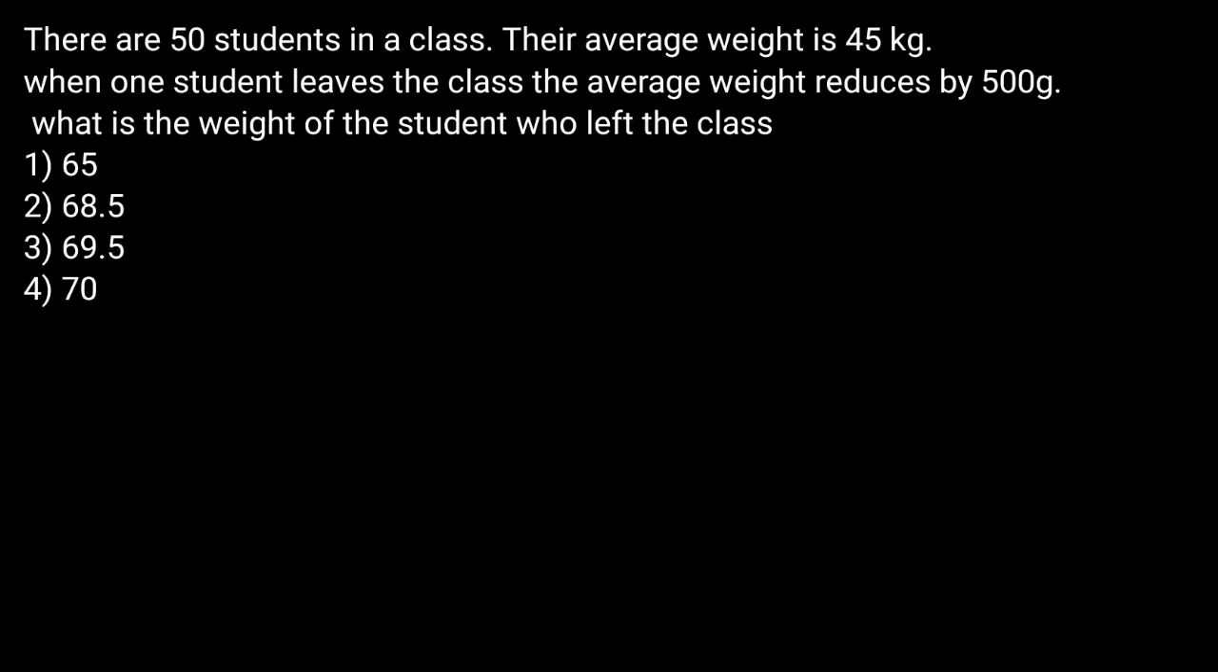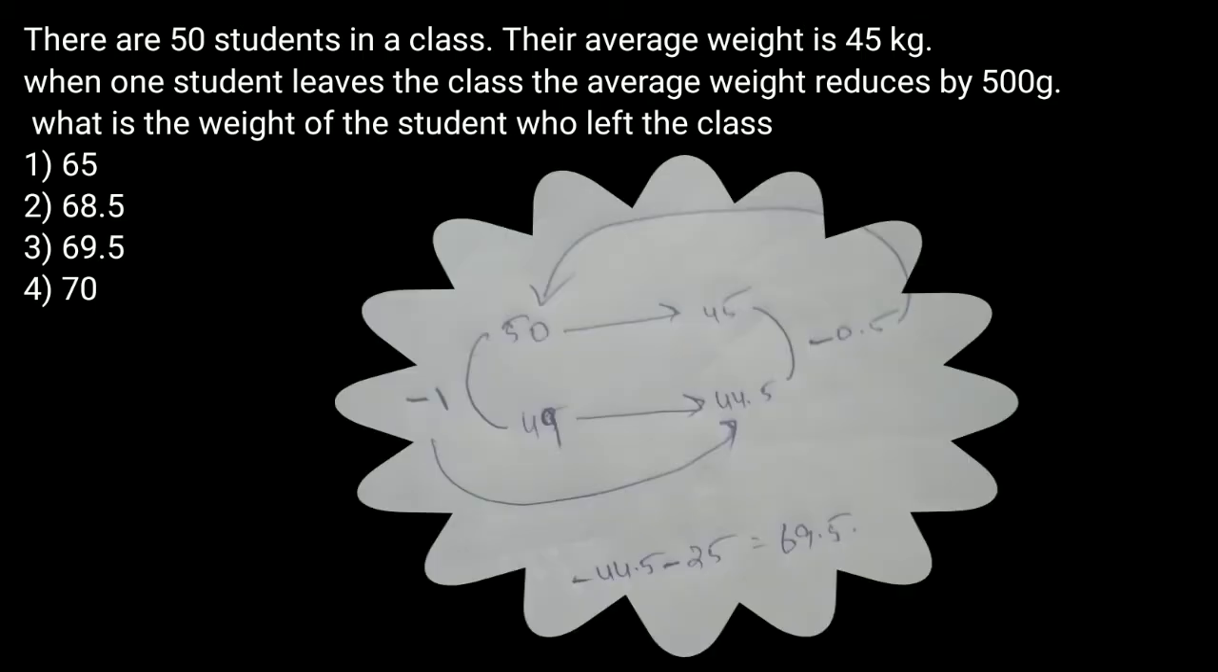There are 50 students in a class. Their average weight is 45 kg. When one student leaves the class, the average weight reduces by 500 grams. What is the weight of the student who left the class? Now follow the same procedure.